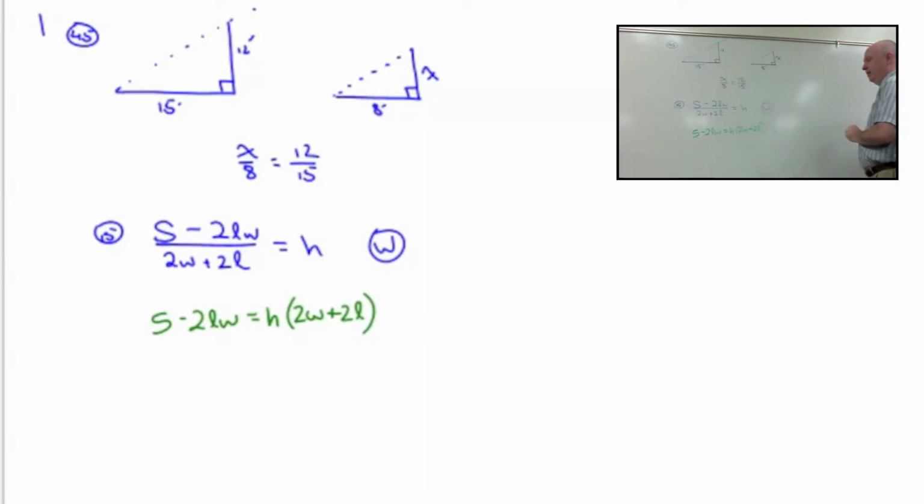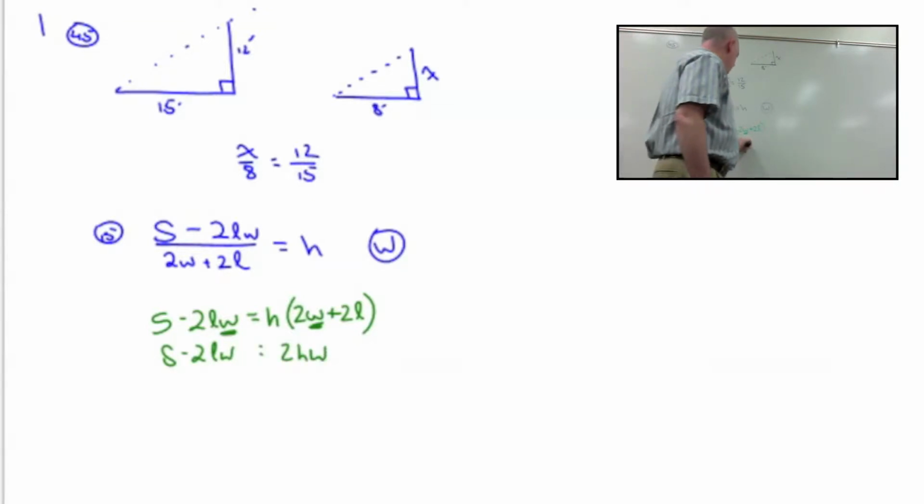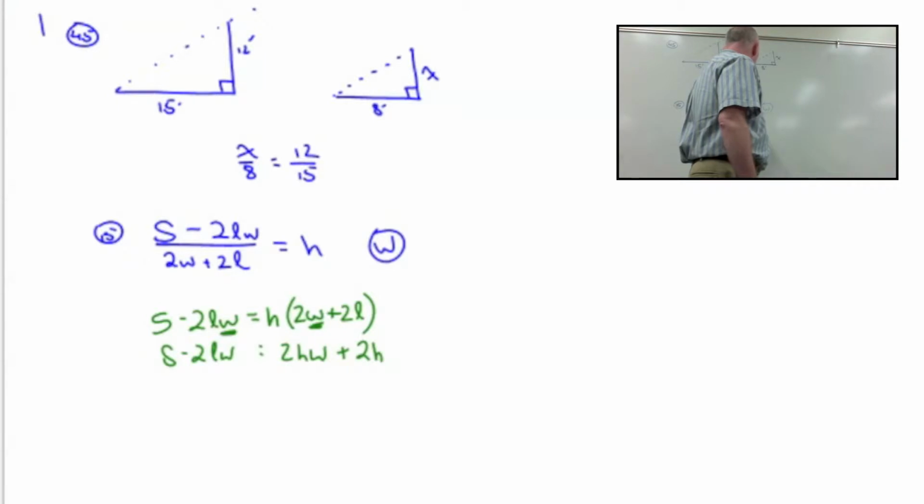Now remember what we're trying to solve for: W. What do you want to do next? Distribute. Get the parentheses out of there because one of the W's is stuck on the inside. If the W wasn't on the inside, I could care less. But since it is, distribute, and you get S minus 2LW equals 2HW plus 2HL. When you start working with variables, you try to keep them in alphabetical order. That way you don't lose pieces.